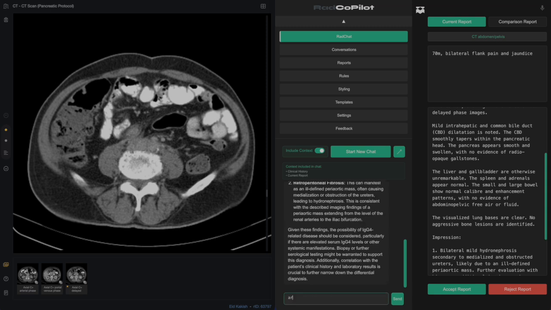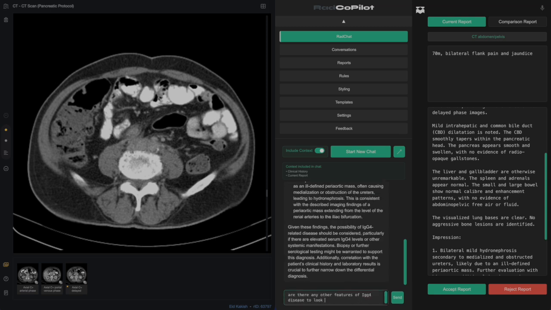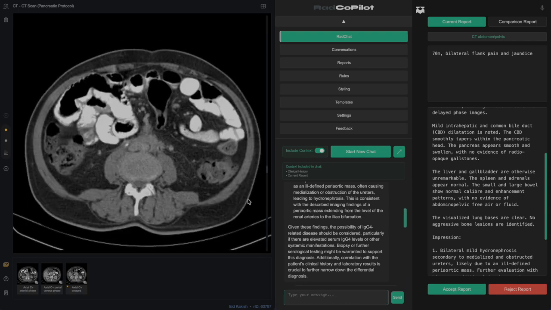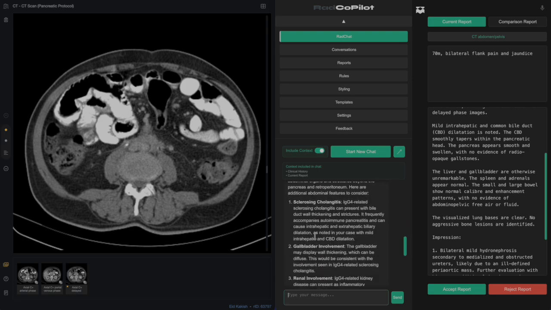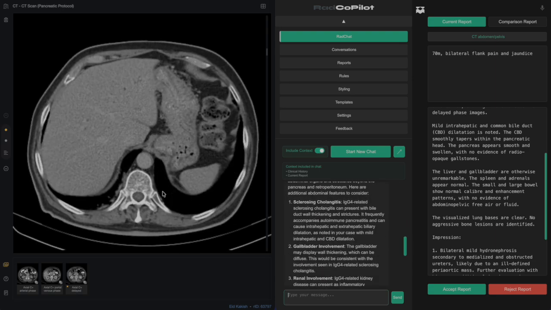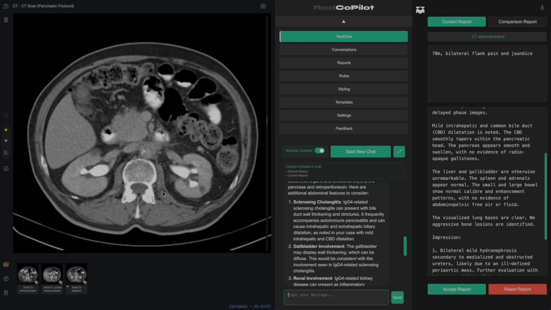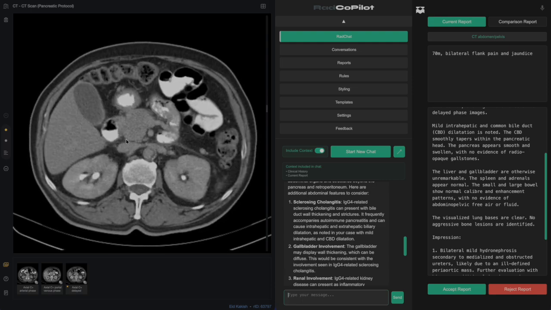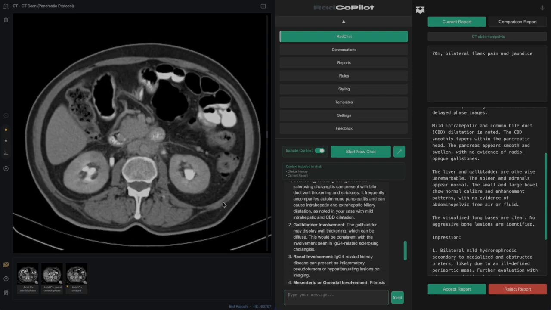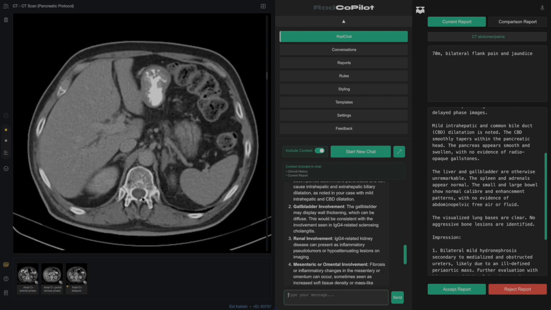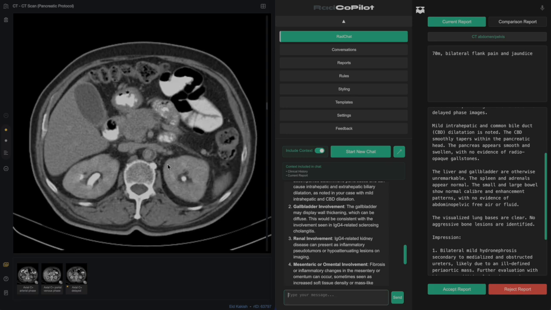Let's just make sure we're not missing something here. If this is a multi-system process, we want to make sure we've looked for all the possible reasons. So sclerosing cholangitis. Maybe we do have an element of sclerosing cholangitis here. Maybe that's what's causing the tapering of the common bile duct. Gallbladder involvement. The gallbladder looks normal here, so that's nice. Renal involvement. I can't see any concerning focal renal lesion. There's a couple of cysts, but nothing concerning there.